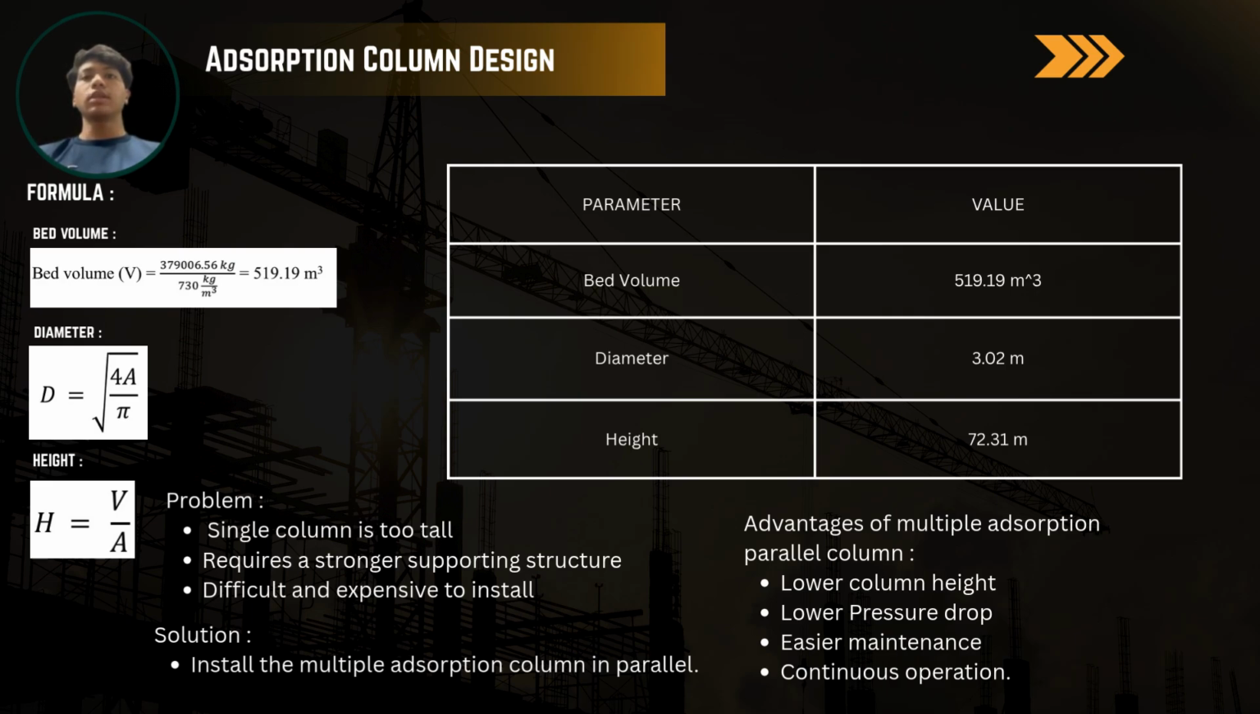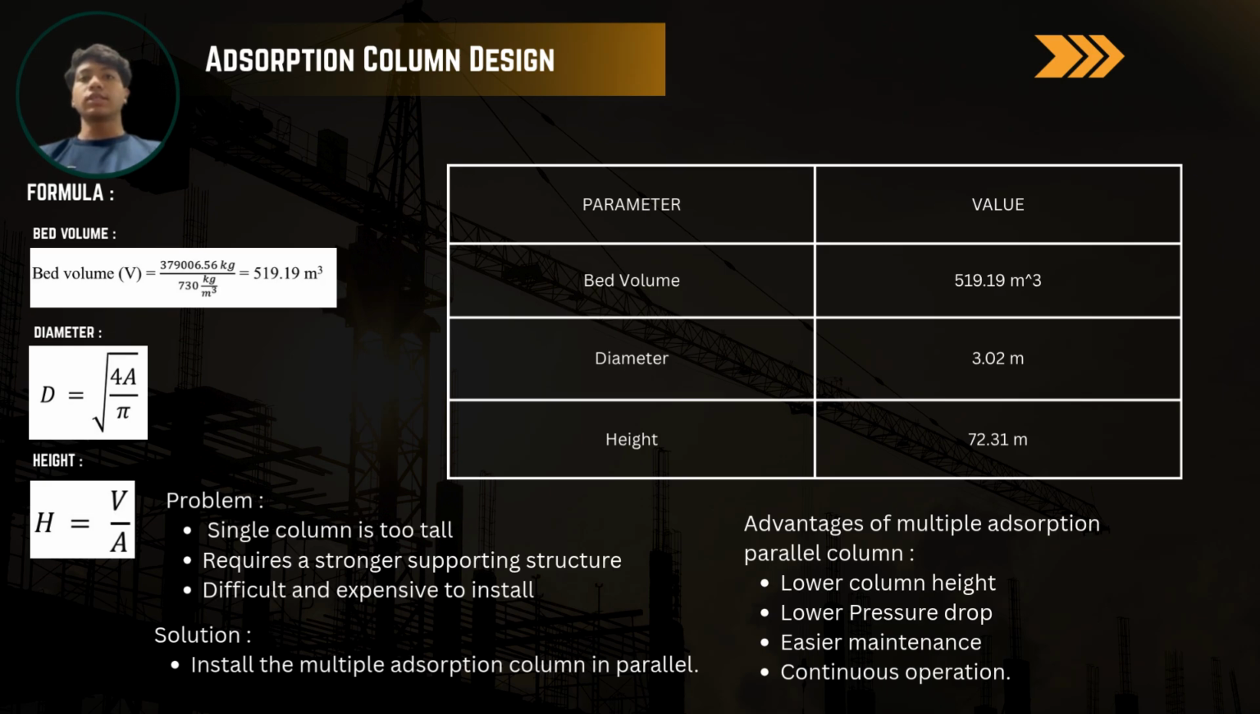The second parameter, which is diameter, we can calculate using this formula, square root of 4A over pi, and we get the value of 3.02 meter. Our last parameter is height. We get the value from volume over area of the column, and in our report we will get 72.31 meter.